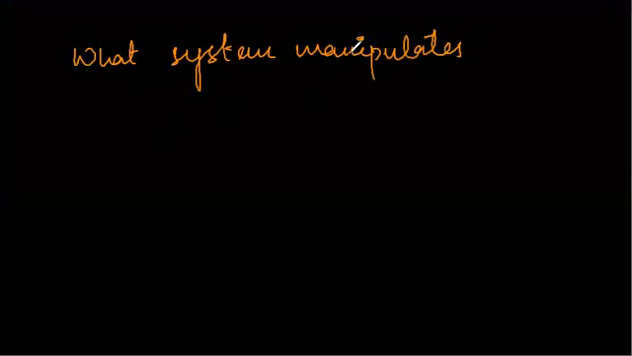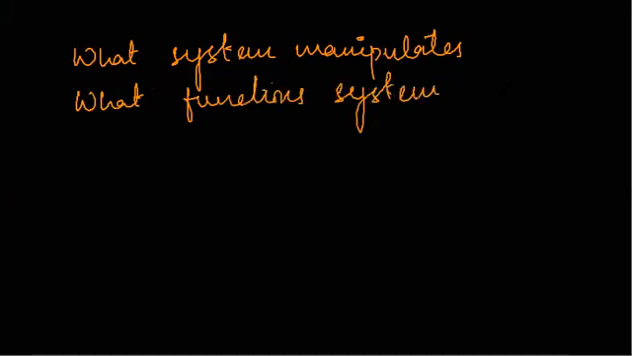It can identify what the system manipulates. What the system manipulates means what type of information or input files it is using, what it is taking as input, what it is processing, and how it is going to be displayed. Then it also tells you what the different functions are that the system must perform.